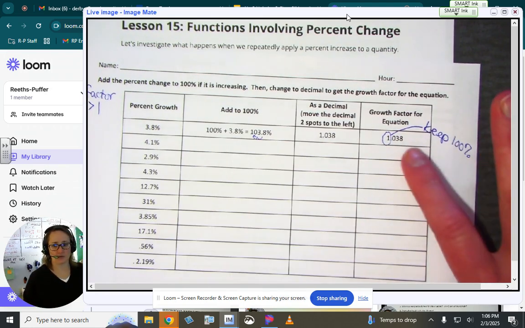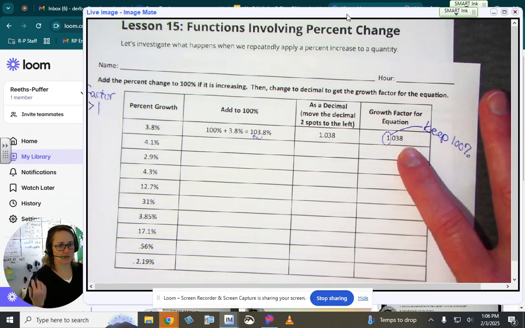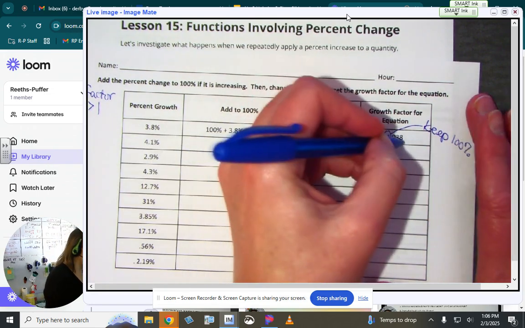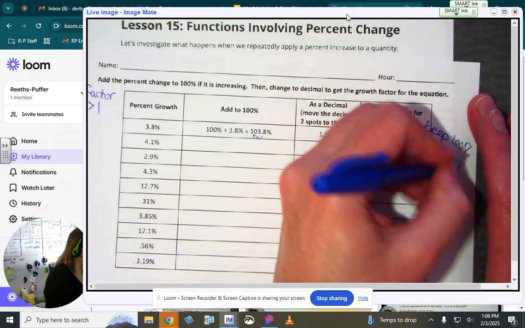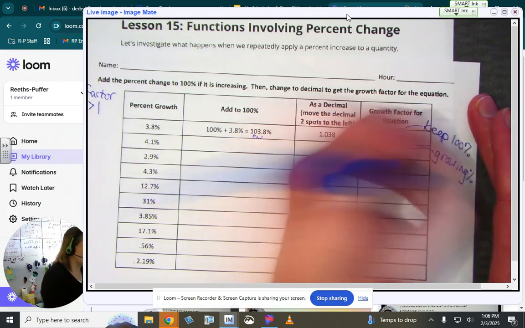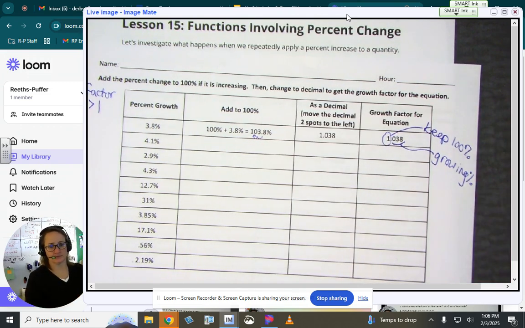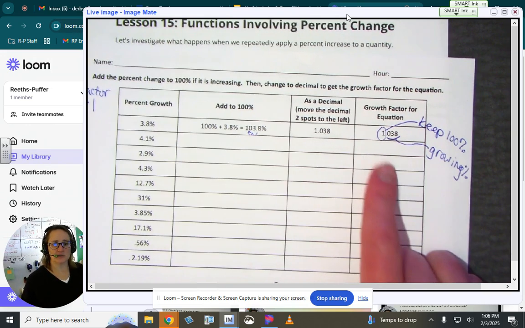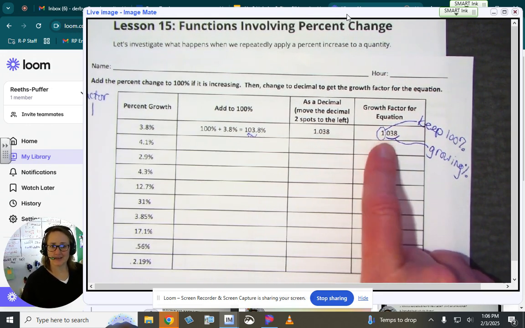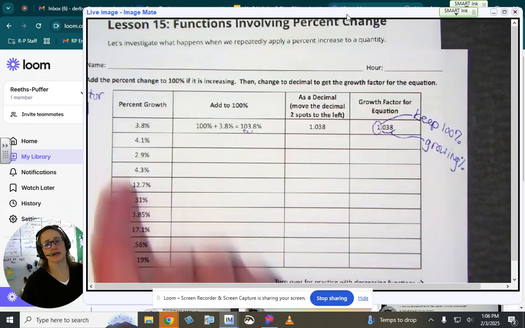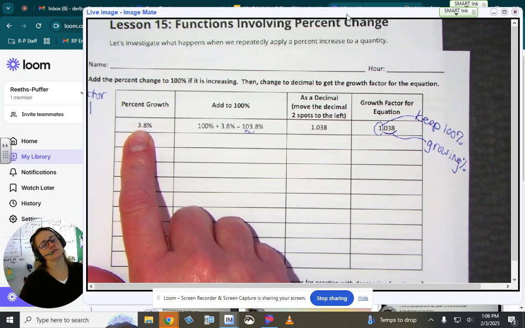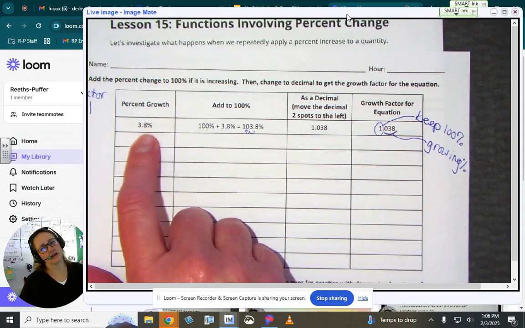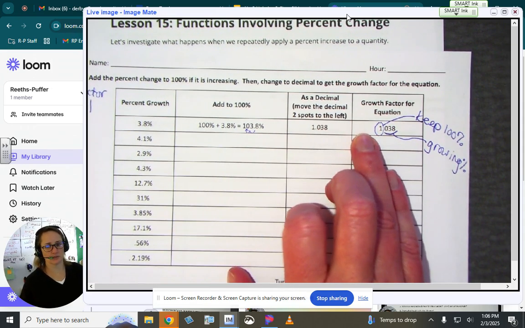And you remember that growth factors are keeper values. How much are we keeping? And then this is what is growing on top of that. So that's the percent that it's growing. Okay, and that's how we put it into a decimal. And that's what we would use if something was growing at 3.8%, say, per year. We could have that kind of growth with this multiplier.